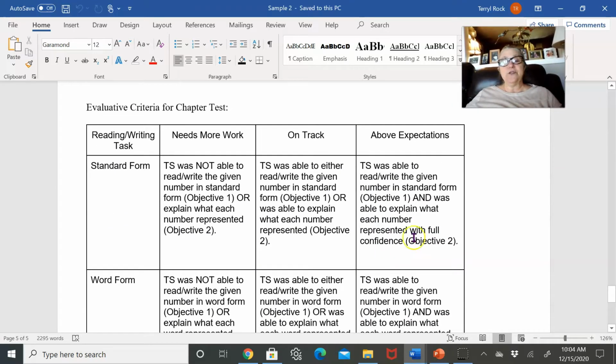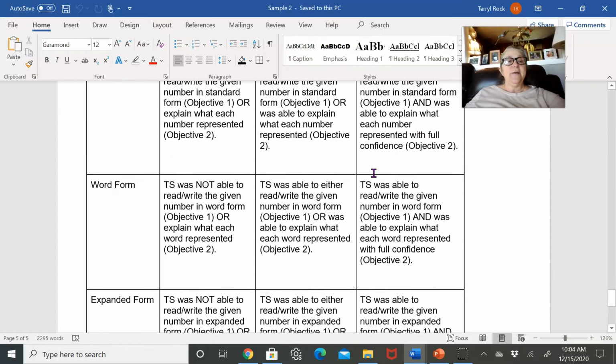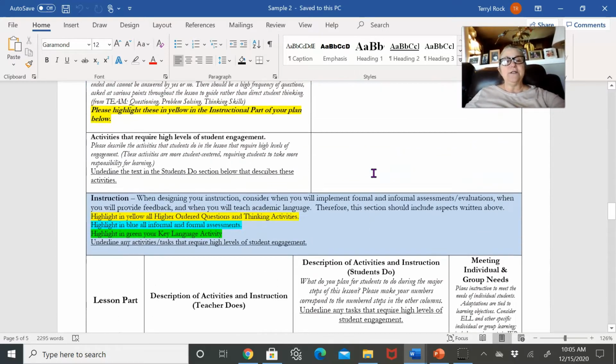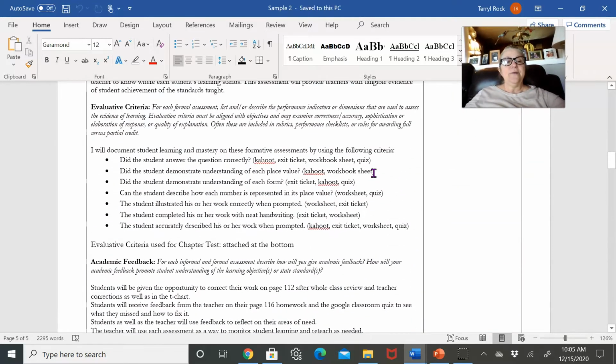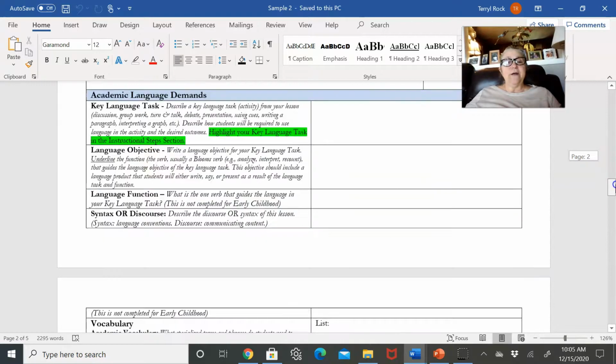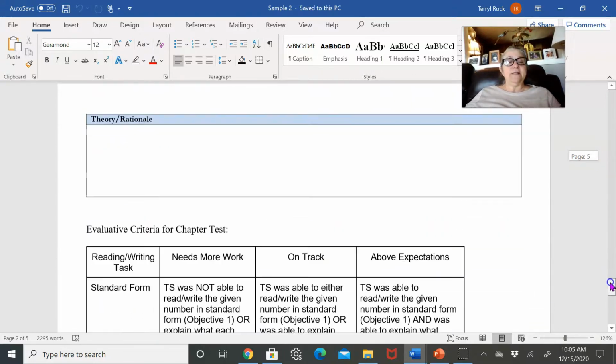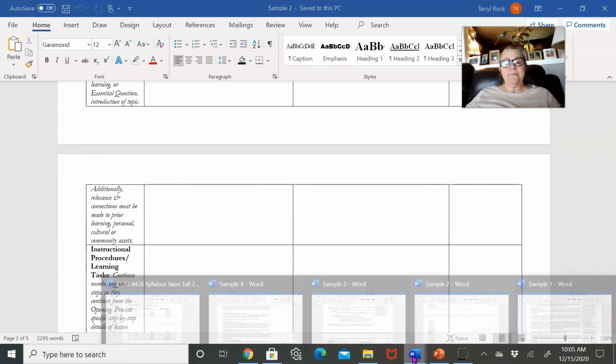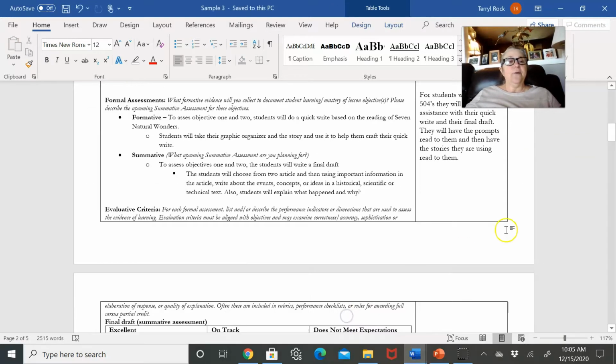You can see that she's created a rubric that goes with the chapter test. And I do like that she did not insert that into this part of the lesson plan. Some people do. The problem is that it just makes it too long. So having that evaluation criteria at the end of your lesson plan like that, as sort of an attachment, is a really good idea. Here's a third sample.